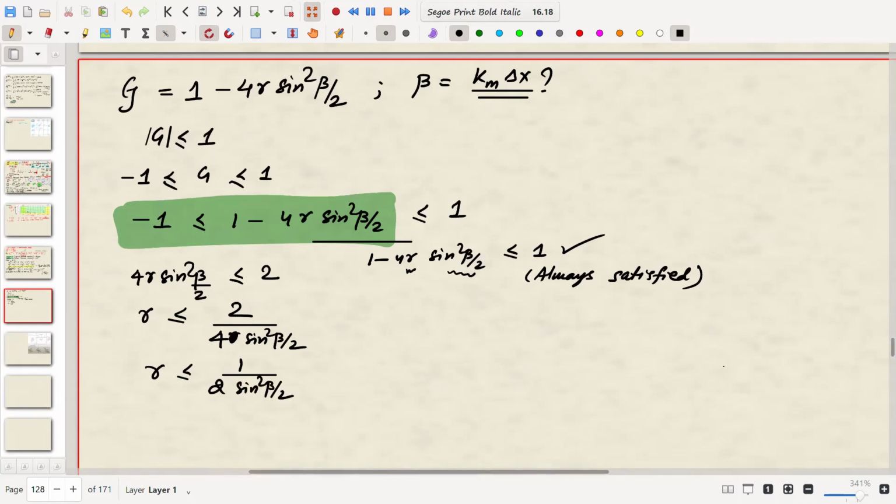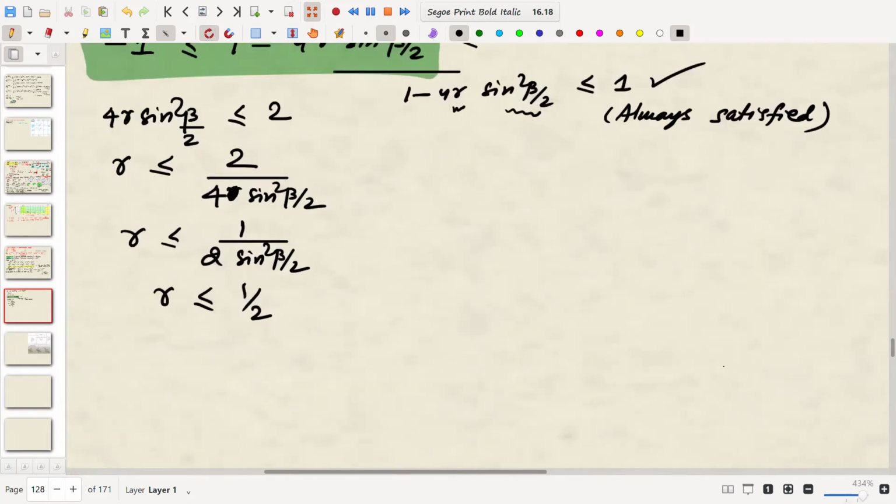So what do you think? Sine square beta by 2. You want to find what is the maximum error, what is the maximum you can do? So you can take sine square beta by 2 equal to 1. And then you will arrive at R is less than or equal to 1 by 2.